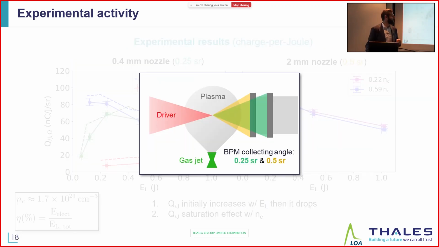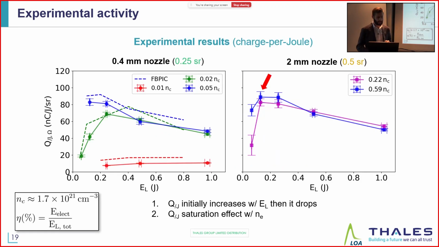Now, in order to have more information about the whole measurements we performed, I'm going to show you actual plots of the charges per joule we measured. But first, please keep in mind that the BPM was placed at 2 different positions compared to the gas jet, ultimately yielding 2 different collecting angles. This is very important. So we had a 0.25 and 0.5 steradians collecting angle. These are the charges per joule, actually per steradian, so be careful.